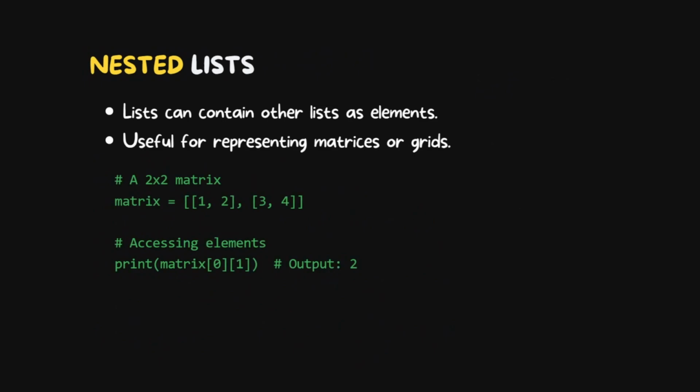Nested lists are lists within a list. They are often used to represent matrices or grids. So here is an example. Here matrix[0][1] accesses the second element of the first list, which is 2. Nested lists are powerful for organizing complex data.